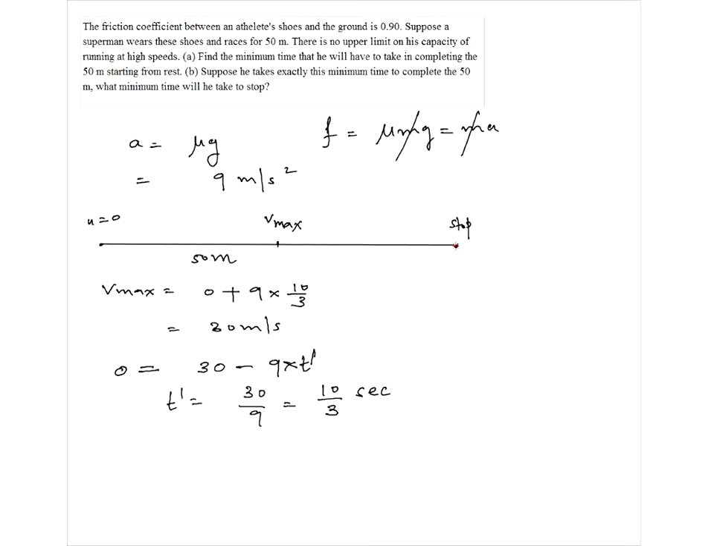I hope nobody has problem with Vmax. Initially, when Superman is running 50 meters, then he is accelerating. So his speed becomes maximum when he reaches this 50-meter mark. So when he reaches this mark, I have called that speed as Vmax. So Vmax is u plus a into time. Time we already found 10 by 3. And that Vmax becomes initial speed for this journey, which is a decelerating type of case.